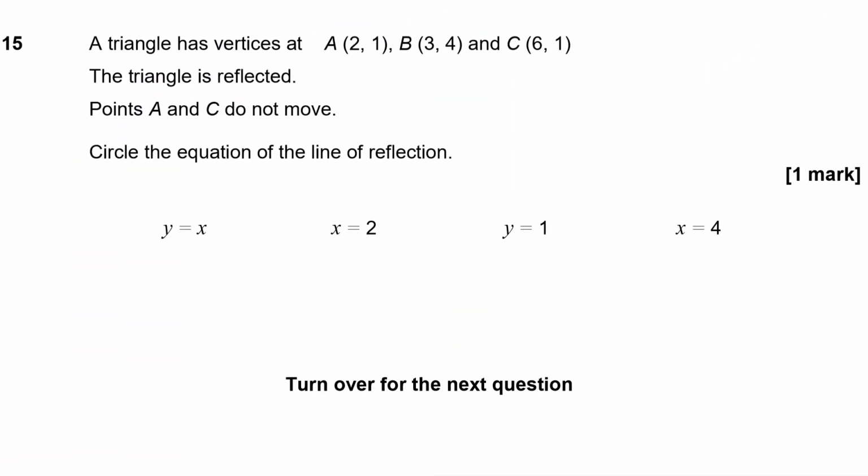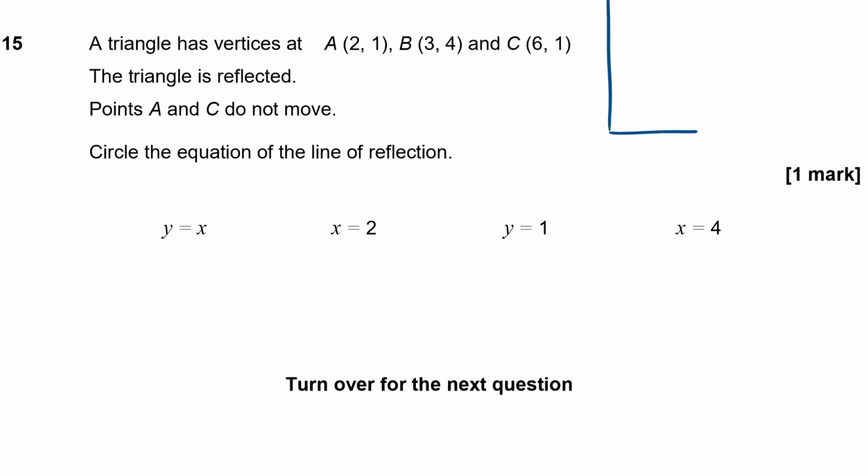Question 15. A triangle has vertices at A, which is 2, 1, B, which is 3, 4, and C, which is 6, 1. The triangle is reflected. Points A and C do not move. Circle the equation of the line of reflection. Okay, now it doesn't say so here, but a quick sketch could be quite helpful here.